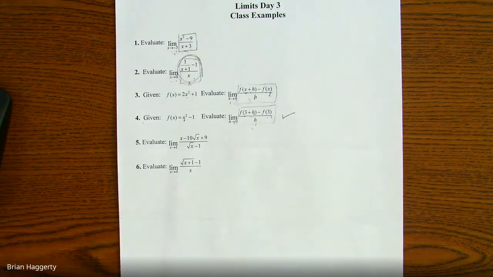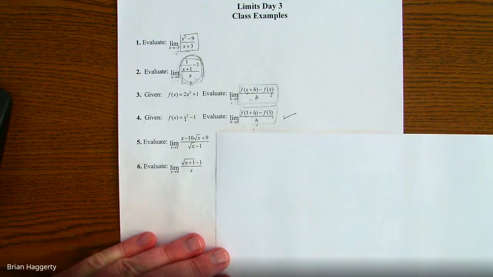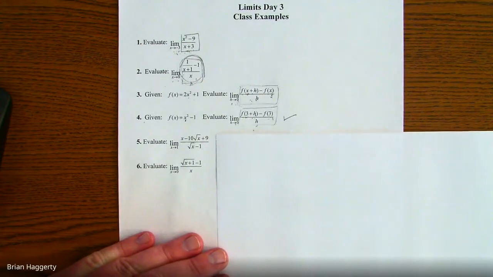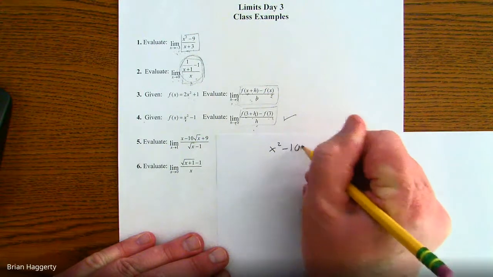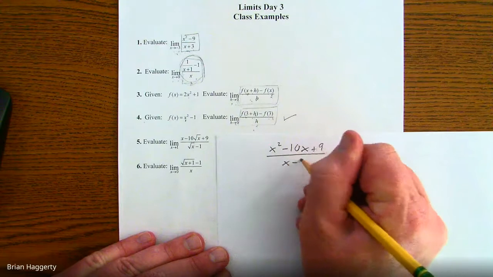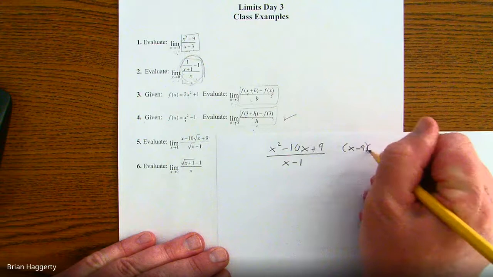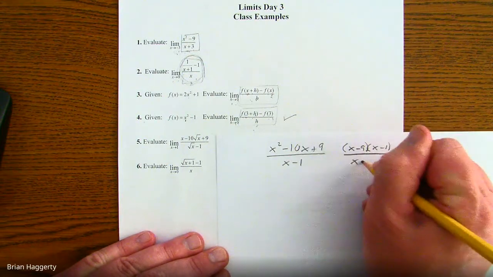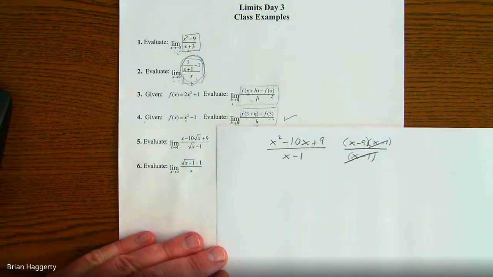All right, last 2 problems involving some radicals. For number 5, I'm going to do a quick pre-example of just a general factoring pattern. If number 5 was, say, x squared minus 10x plus 9 over x minus 1, that would factor into x minus 9, x minus 1 over x minus 1, and they would cancel. And we've done that basic type of factoring.